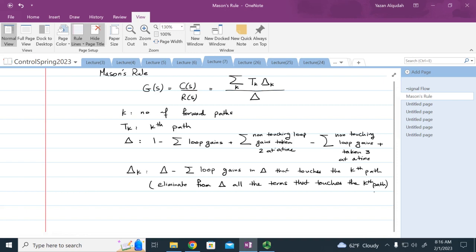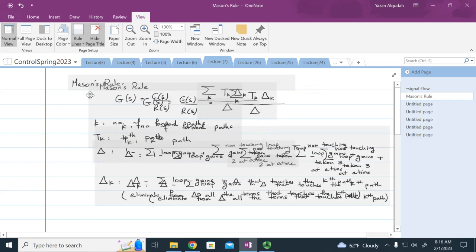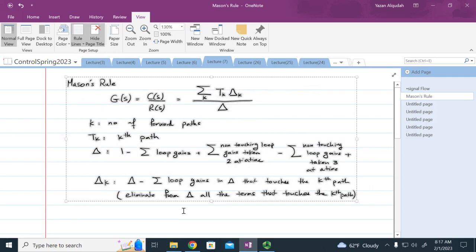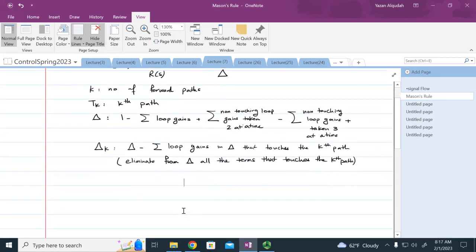Is that clear? As clear as the drive this morning? Okay, we're going to make it clear. So just pay attention because this can be tricky, but if you understand it, it's straightforward. We're going to do examples to illustrate all this.